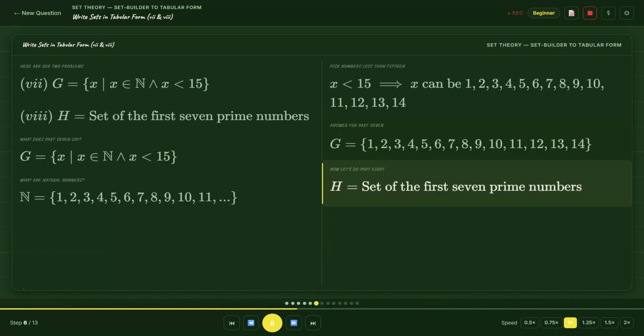Okay, now part 8. We need to find the first 7 prime numbers. But first, let's remember what a prime number is.